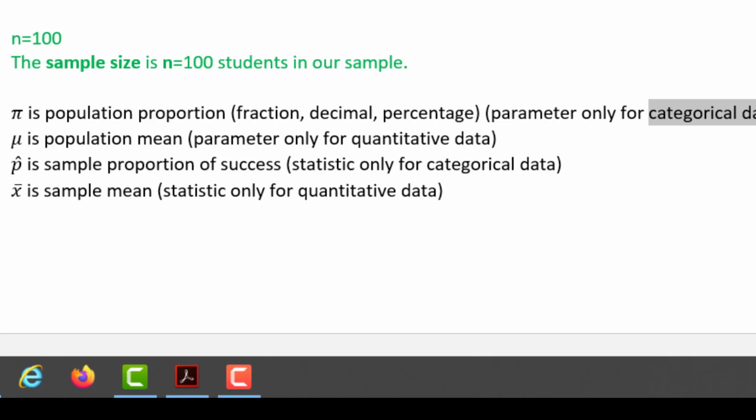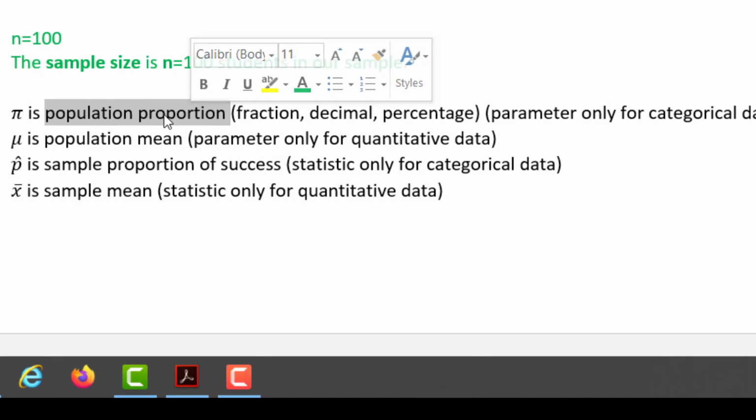We'd ask things like, what percentage of the Skittles in the entire set of all Skittles is red? What percentage of all adult males are taller than 5'9"? What percentage of students in the school had a GPA below 3.0? So we're asking about a percentage of a population with a certain trait. That's what pi would represent, that unknown population proportion, that unknown population percentage.